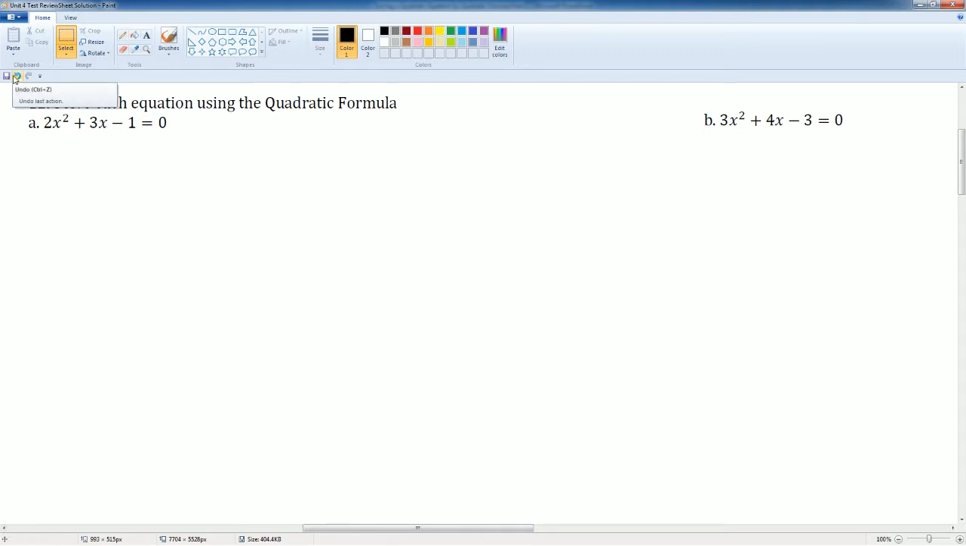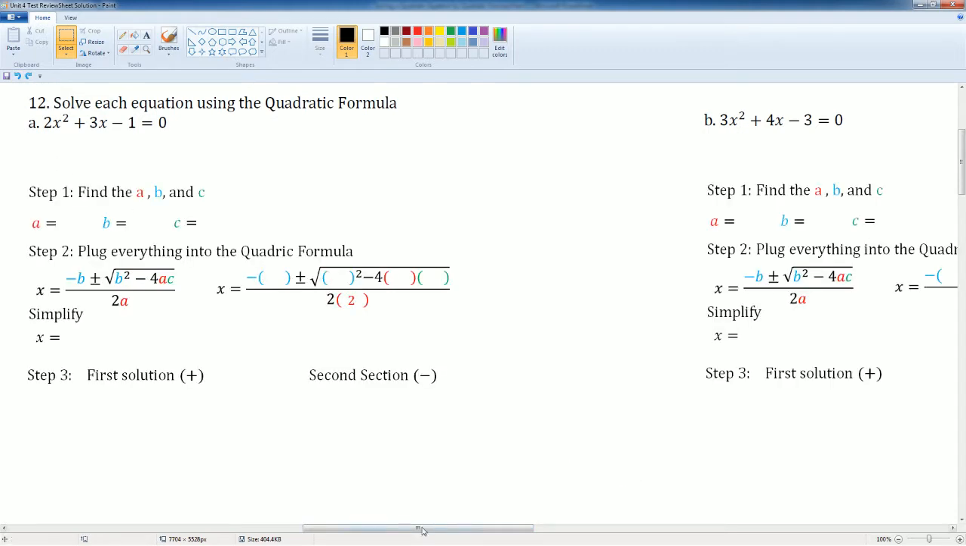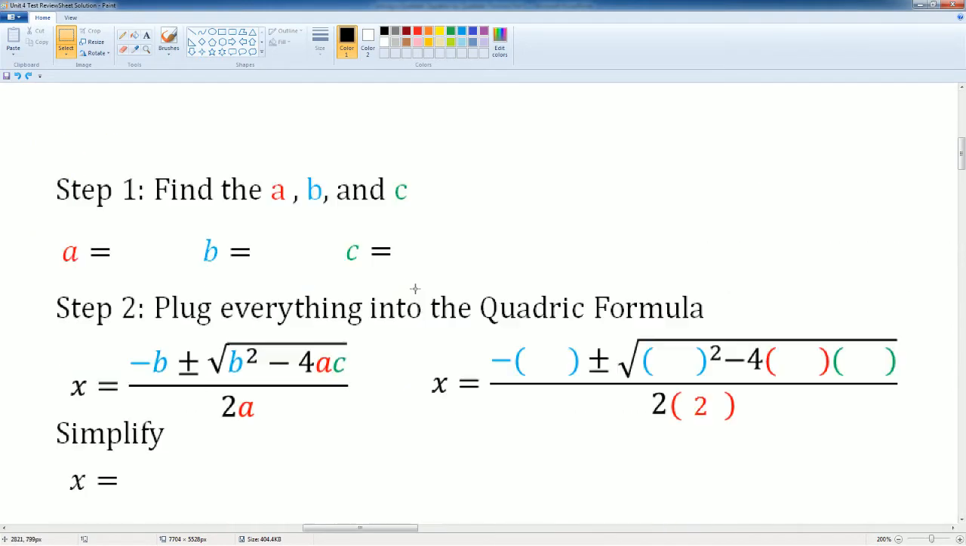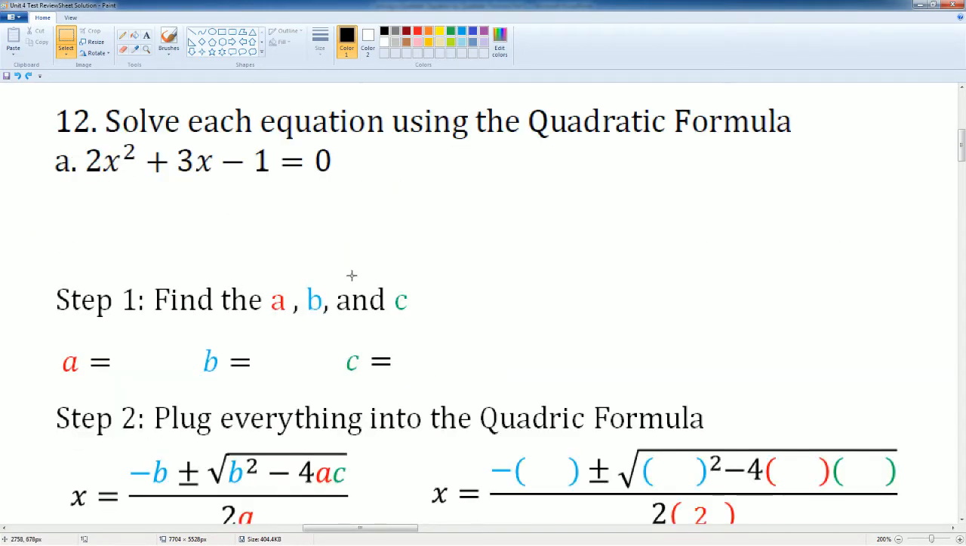Okay, so to help you out, I decided to give you the template here that comes from our notes. We should just follow this to make our lives easy. All right, so let's do number 12. We saw it's already in standard form, so we can now just grab our A, B, and C. So our A here is 2, our B here is 3, and our C here is -1.